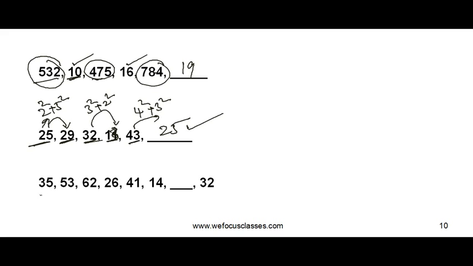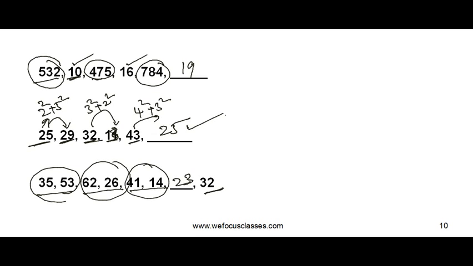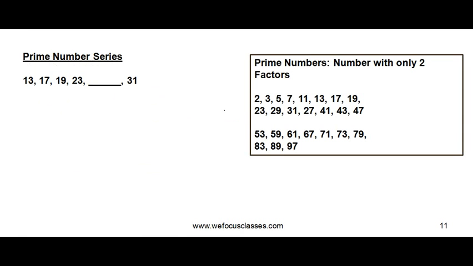The problem is given: 35, 53, 60, 26, 41, 14. So here simply the numbers have been reversed. So here 32 is given, so the number you will be getting is 23. These are the mixed problems that will be given in the exam. Now go to the next problem.